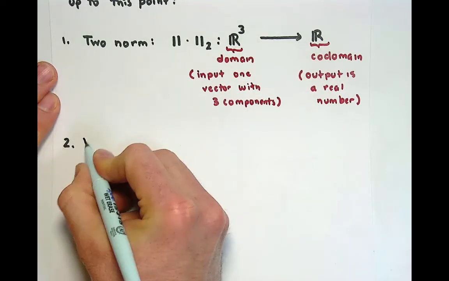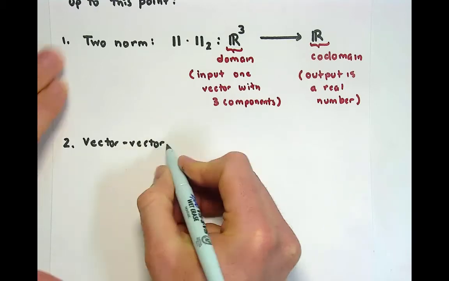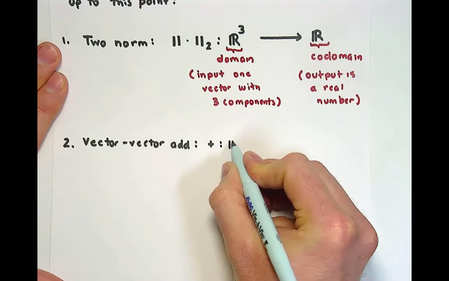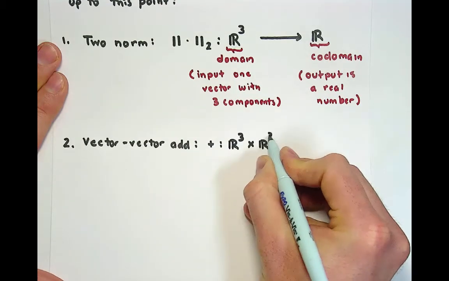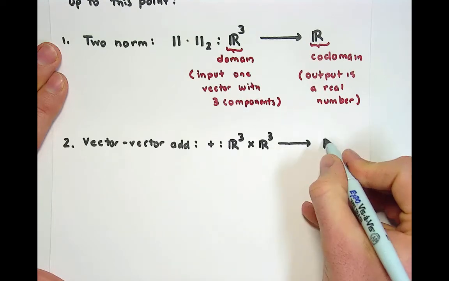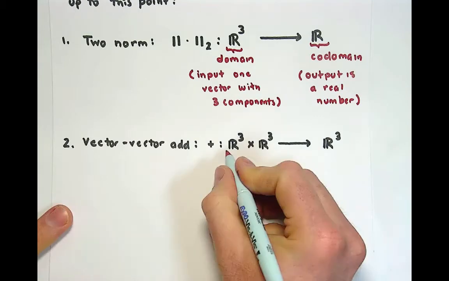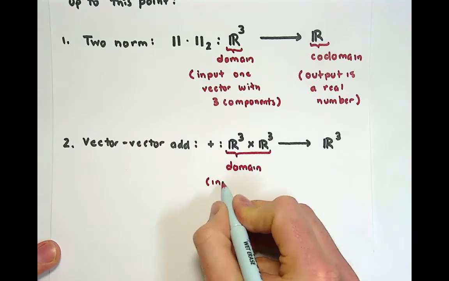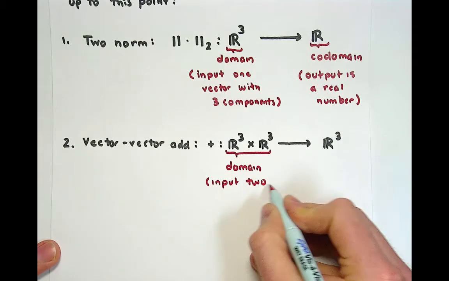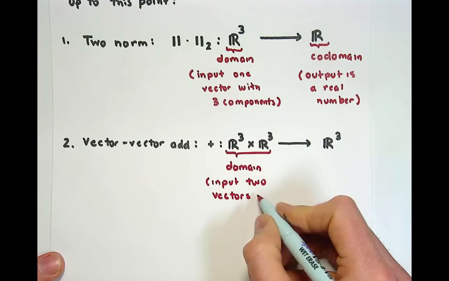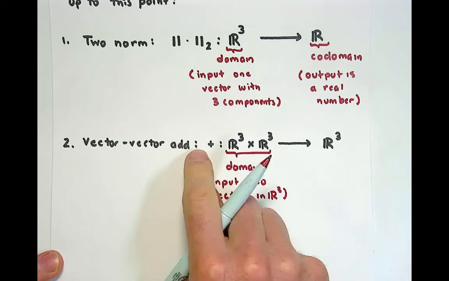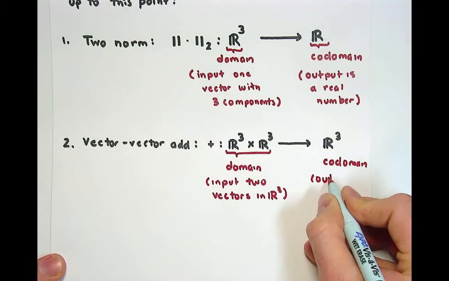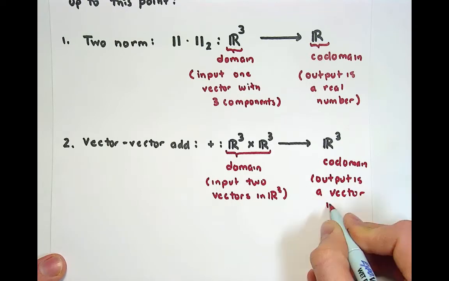The second operation that we saw was known as vector addition. And this operation went from R3 with 2 copies into R3. So this is the domain of this operation. And what it says is we input to the vector addition symbol 2 vectors, each with 3 components. So on the left, we put a vector of R3. On the right, we put a vector of R3. And then the output of this is a vector in R3.